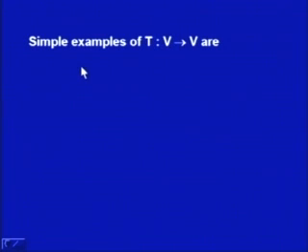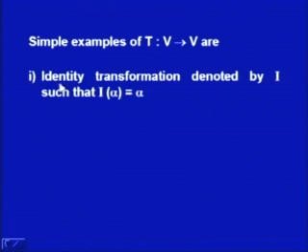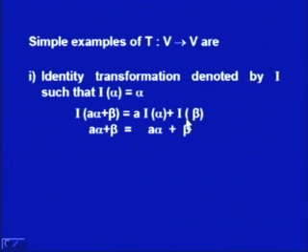Apart from these examples, there are some simple examples of linear transformation from V to V. The first is the identity transformation, we denote it by I, such that every vector alpha maps to itself. Since it is a transformation from V to V, every vector alpha in V will map to itself. One can easily see that it satisfies this property, like I(c alpha plus beta) is c times I(alpha) plus I(beta), and that means I applied on this is c alpha plus beta and I applied on this is c alpha plus beta. So, both the sides are equal and one can say that the identity transformation is a linear transformation.